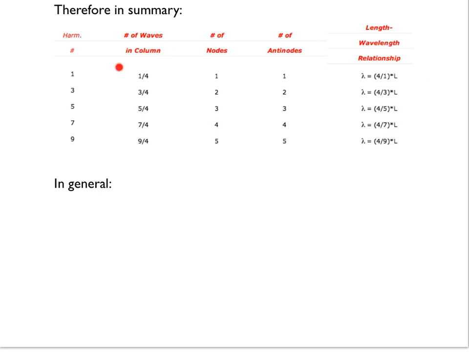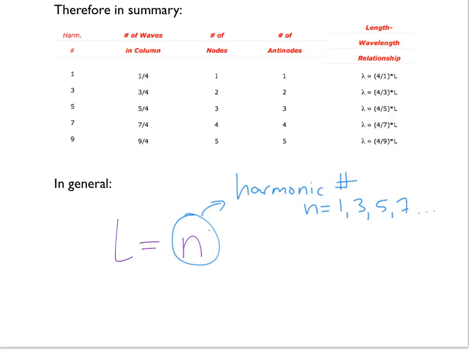So here is a summary for the closed air column harmonics. If you notice here, we just solved for lambda instead of L. When we've been doing it, we've been solving for L, so this is just rearranged. Here are your number of nodes, antinodes, number of waves per column, and rearranged. So in general, our pattern here is that the length of the column is equal to n, which is your harmonic number, times lambda over 4.